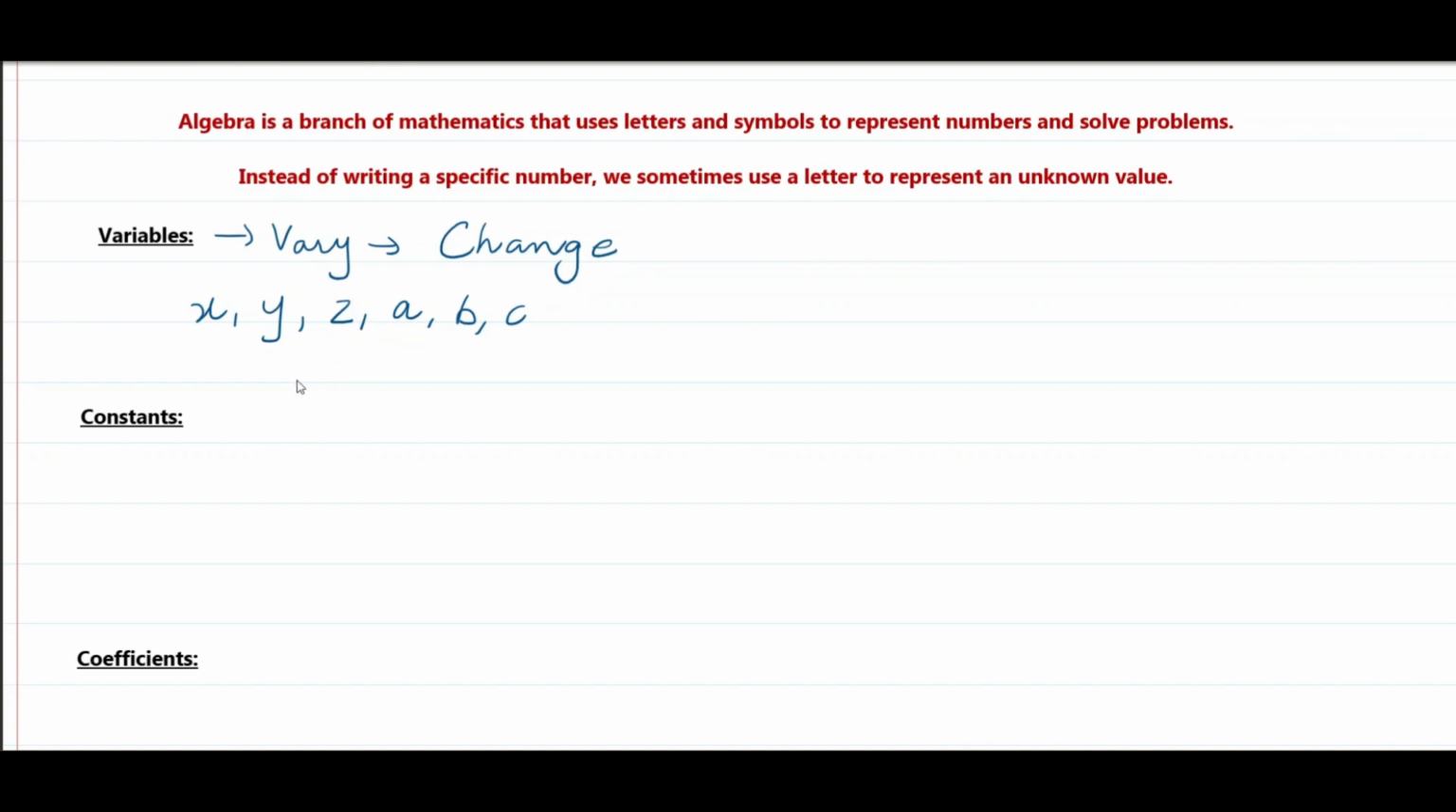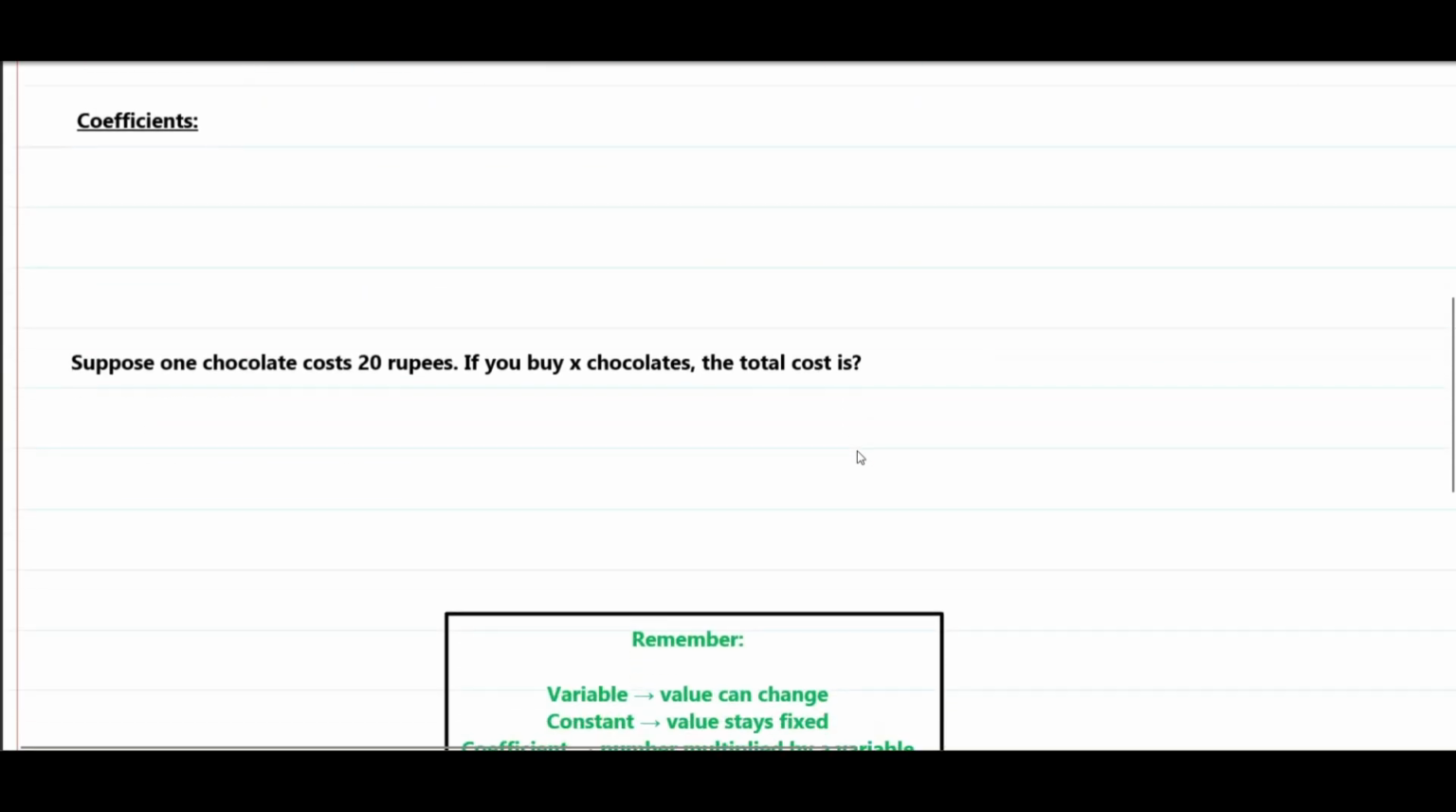Now let's come on to constants. What are constants? Constants are the numbers. Any number will be coming in this category of constants. That means the value of this number cannot change. The value of these numbers, the constants, will remain as it is.